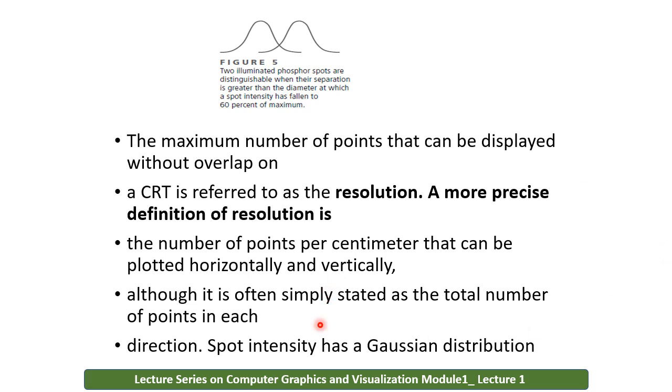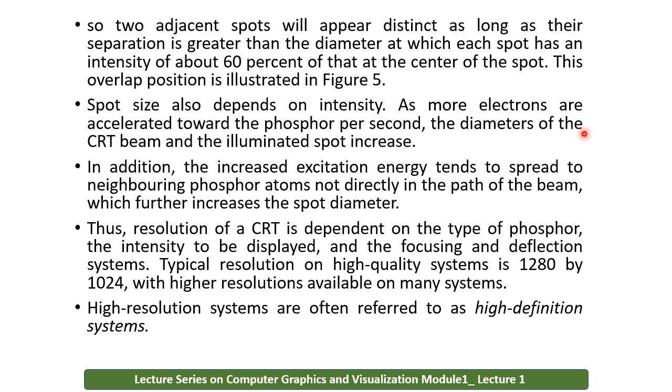So those are the total number of points, how many points there are horizontally as well as vertically. Two adjacent spots will appear distinct. In the diagram you have seen that there were two spots and their intensity was overlapping. They are distinct as long as the separation is greater than the diameter at which each spot has an intensity of about 60% of the center of the spot. So this is going to overlap the position.